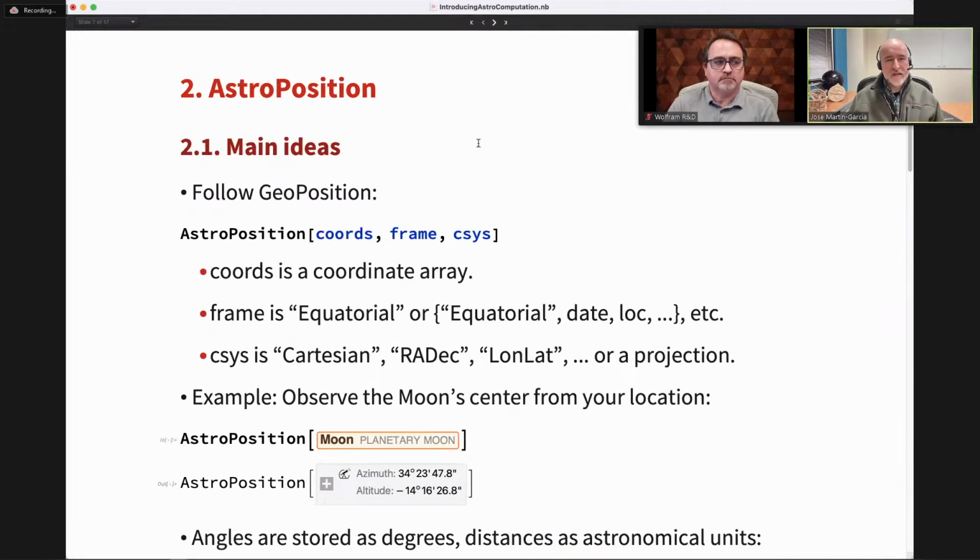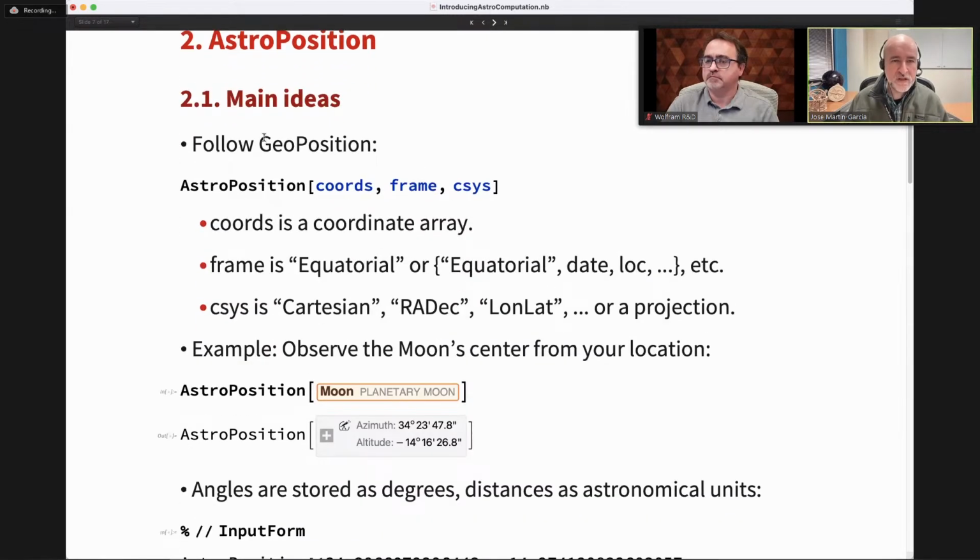Okay, so now that we know about time systems and reference frames, let's go back to AstroPosition. AstroPosition is modeled on the successful function GeoPosition for geography in Wolfram Language, and it takes three arguments. Coordinates, you can put any array of coordinates here, the frame defining what those coordinates mean, and the coordinate system, which can be Cartesian, spherical, cylindrical, right ascension, declination, longitude, latitude, etc.